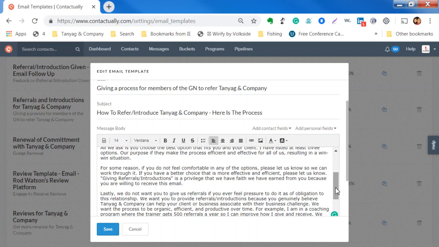We want people to give referrals because we genuinely care about helping them, we are the expert of choice, and you believe that we can help your client. We don't want you to do it just because we're giving a tit for tat. We want you to believe genuinely that we do help.